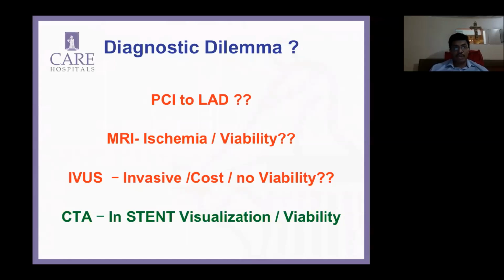The third thing was, since the ostium is so difficult, stent placement, would you like to go with an IVUS? The issue here was, we're not even able to see the ostium, so it would be technically difficult. Again, an invasive procedure, cost, and again, we don't know viability. We don't know whether this myocardium is going to improve after we do the procedure.